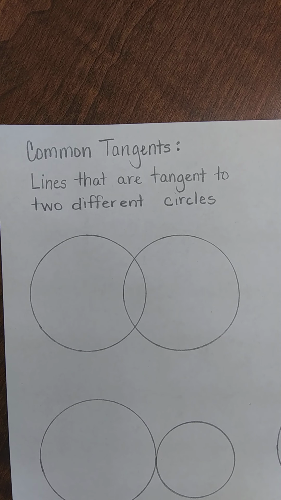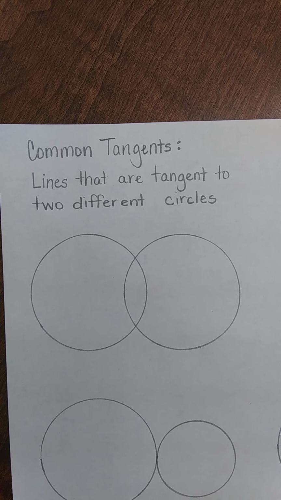The last thing that I want to cover for this lesson is common tangents. So remember, a tangent touches the circle one time and it stays on the outside of the circle. So common tangents mean you have more than one circle and you're looking for lines that touch each of the circles one time. That would be a common tangent.